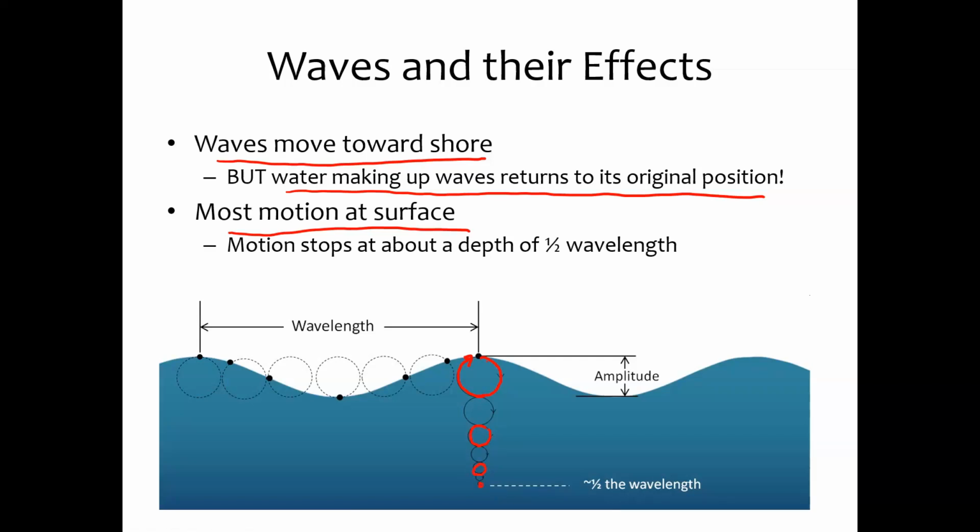A nice rule of thumb is that motion from the waves actually stops at about a depth of one half wavelength. So for example, here's the wavelength of this particular set of waves. Half that wavelength is this length here, and that is about equal to the depth at which all the motion from the wave stops. So waves really only affect the water down to about half of their wavelength.